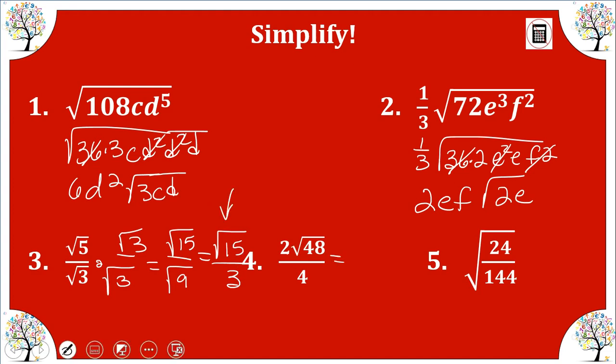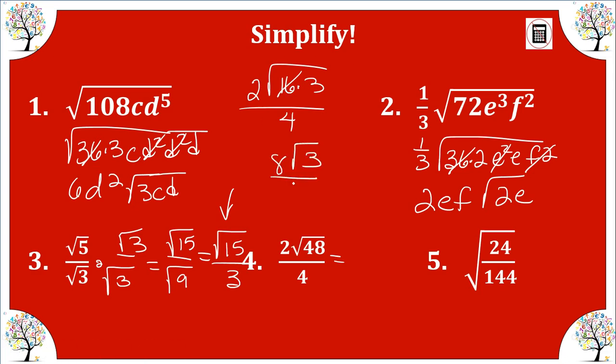On this one, we could simplify the 2/4 first, but let's go ahead and simplify. I'm going to come up here. And 48 is going to be 16 times 3 over 4. The square root of 16 is 4. 4 times 2 is 8 radical 3 over 4. Again, I can only divide these, so we end up with 2 radical 3.